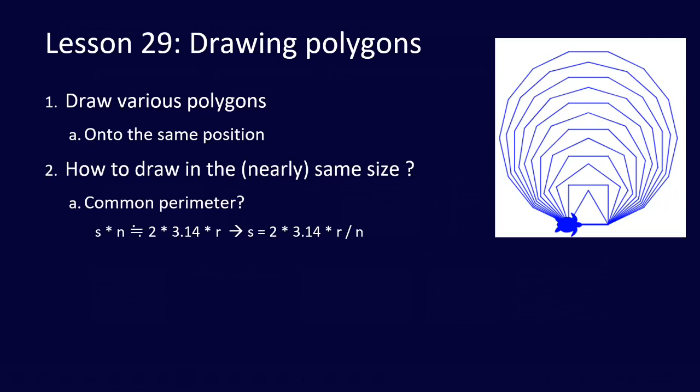Suppose the ultimate circle's radius is r; the perimeter should be 2 times pi times r. So that means s should be 2 times pi times r over n. So let's try that. Okay, let's use 3.14 as pi.